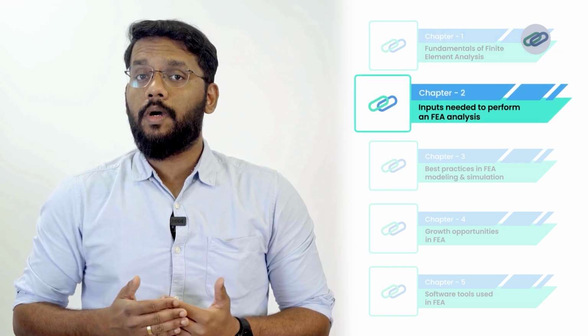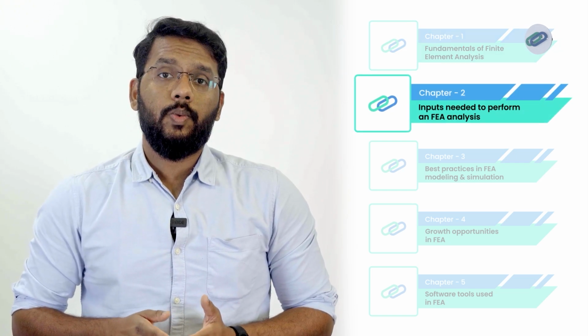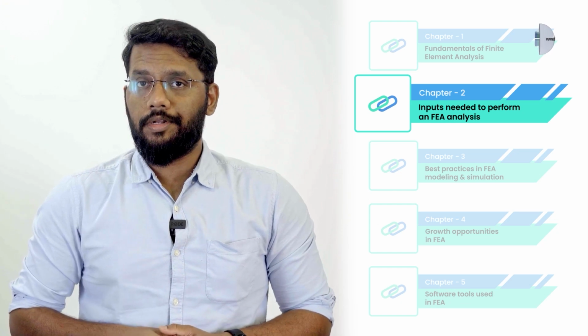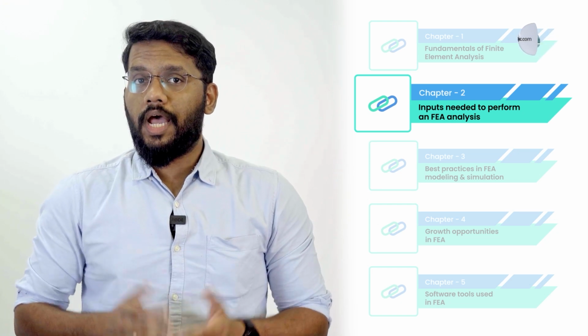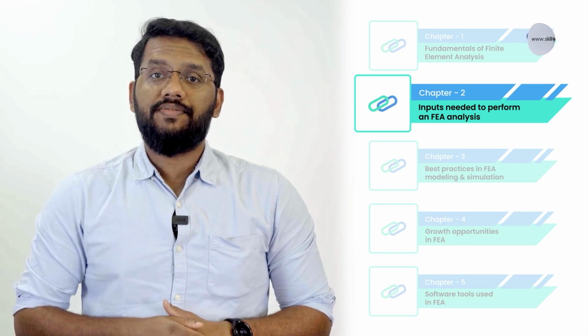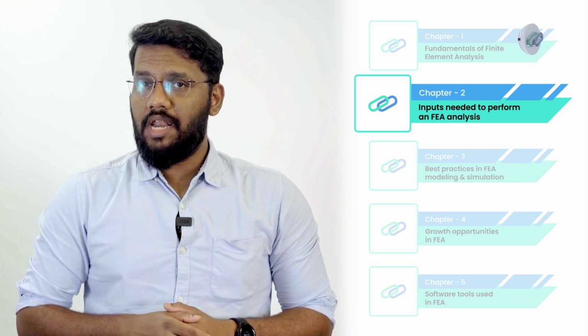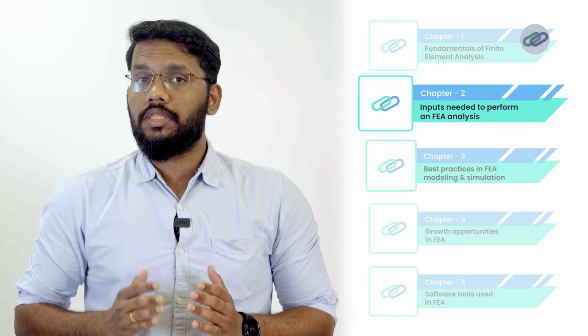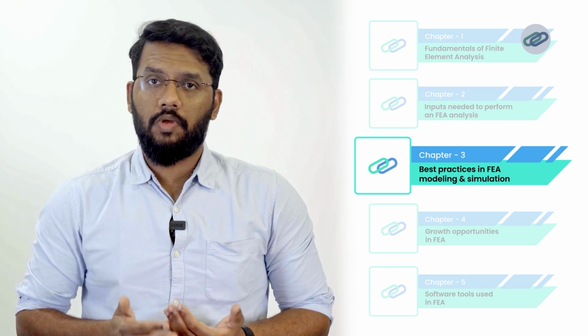In the second chapter, we will discuss the inputs needed to perform an FEA analysis. You will learn about geometry requirements, material properties, boundary conditions, and loading. We will also guide you through the basic process, including meshing, defining materials and sectional properties, solving equations, and interpreting results.